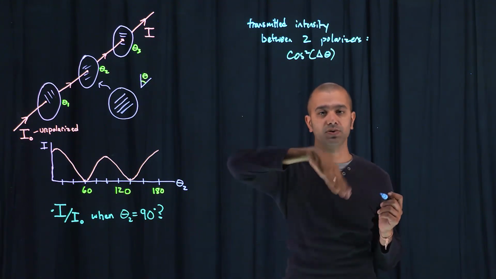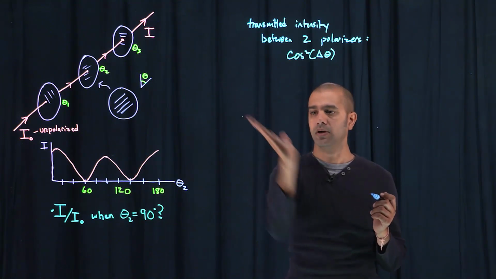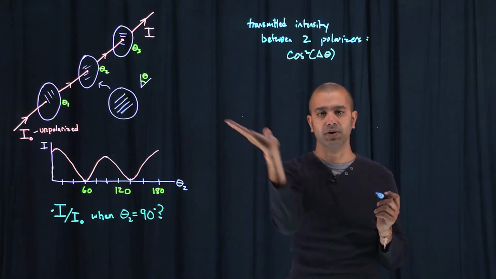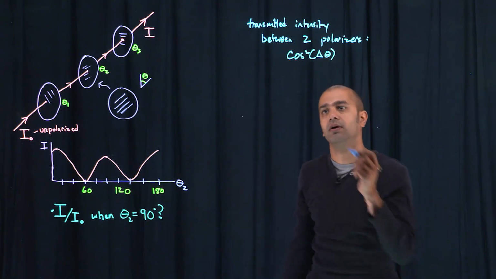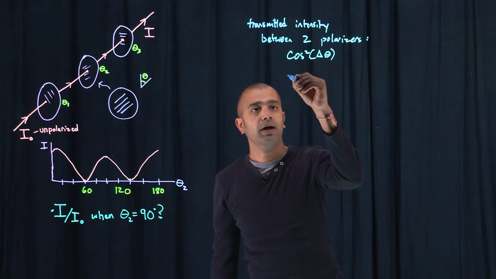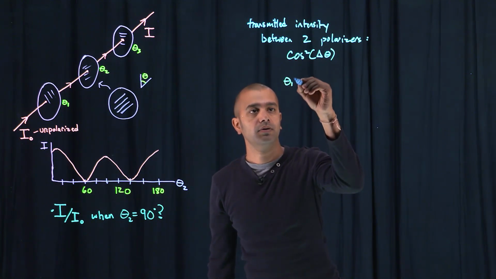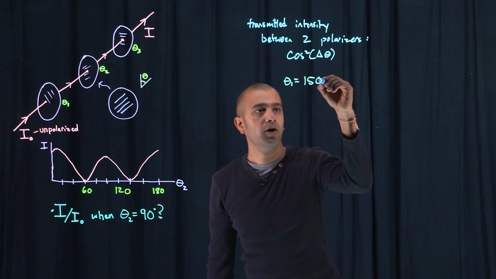Whichever one of those we choose, it'll be the same thing, because for a polarizer, minus 30 is equivalent to 150. It just depends on the direction, the parallel direction. So I'll just choose 150, and I'll write that as theta 1 must be 150 degrees.